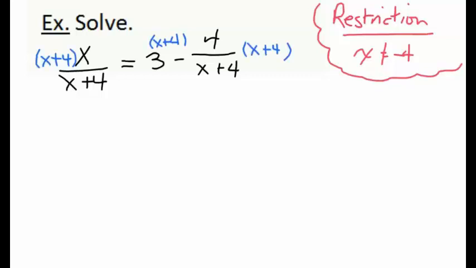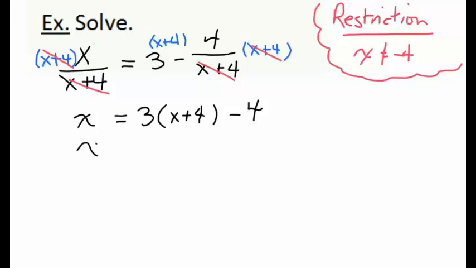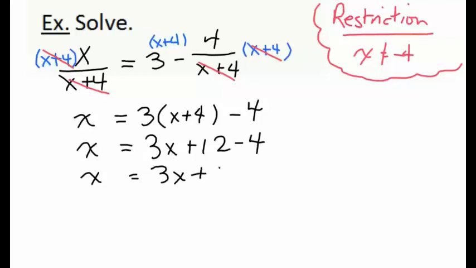After we've multiplied everything by x plus 4, we notice that the denominators of our fractions are going to cancel, and we're going to be left with x equals 3 times x plus 4 minus 4. Let's go ahead and distribute our 3 through the brackets to get 3x plus 12. And I'm going to do one more step on the right-hand side. I'm going to do 12 minus 4 for 8.